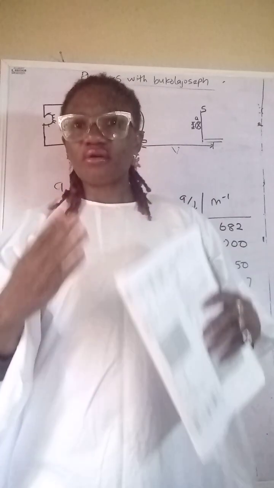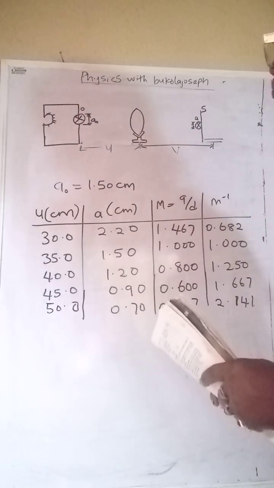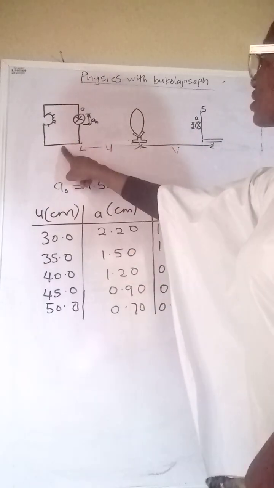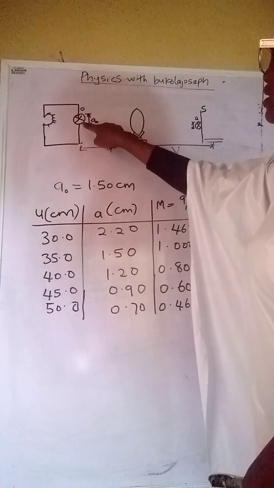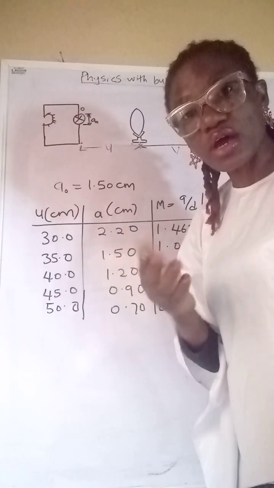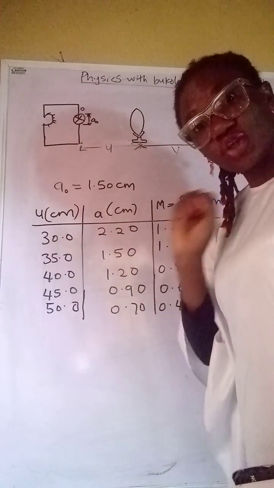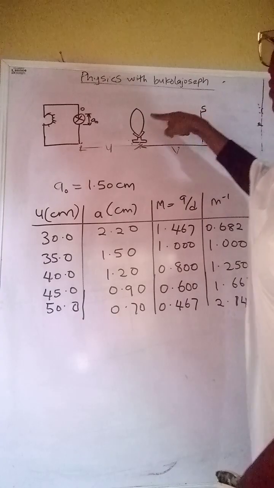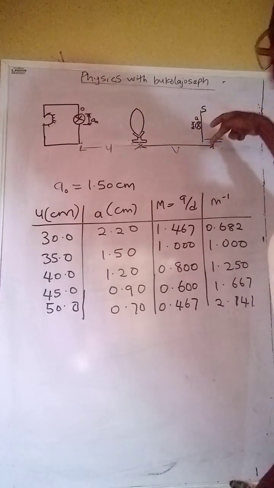So for this experiment you are going to be given the following apparatus: a ray box. This is a ray box with illumination in it, and then you'll be given a cross wire, or maybe an optical pin, to serve as the object. Okay, and then you'll be given a converging lens. This is a converging lens, and this is the screen.